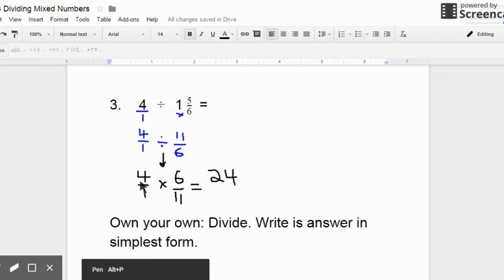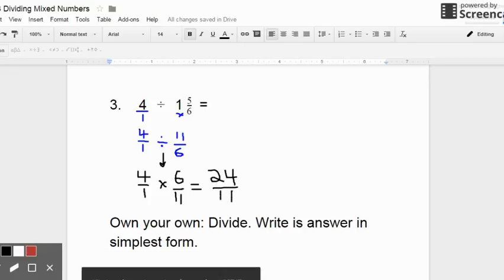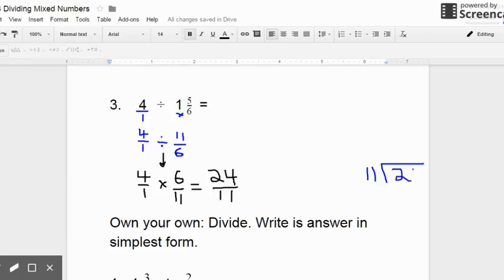So right now I'm going through the multiplication. 4 times 6 is 24. Make our division bar. 1 times 11 is 11. And now we have an improper fraction. Well, follow our rules. Change all improper fractions to mixed numbers. 11 on the inside, 24 on the outside.